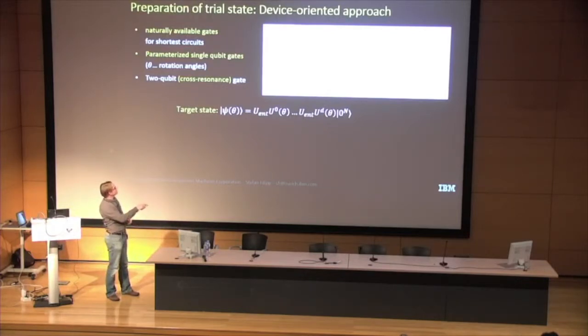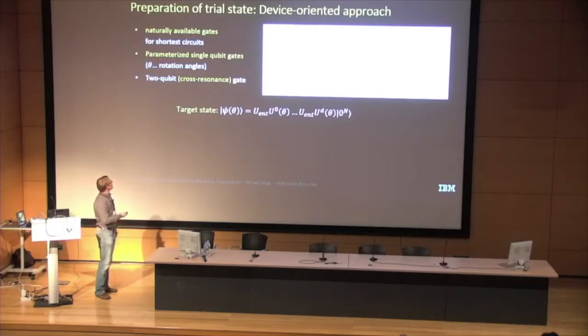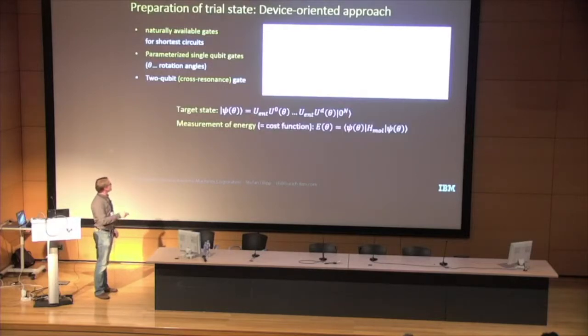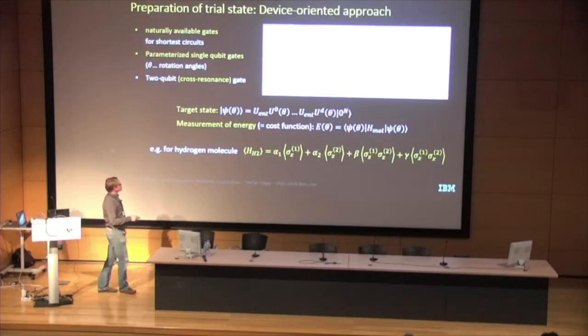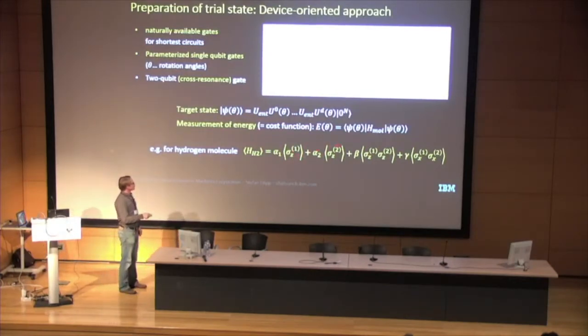in these entangler blocks, while having the knobs to play with, these thetas, as the parameters for finding the minimum. So that's then the target state that we get at the end, and we measure the cost function. For example, for the hydrogen molecule, that would mean now at each step we have to measure 4 coefficients, or 4 expectation values.